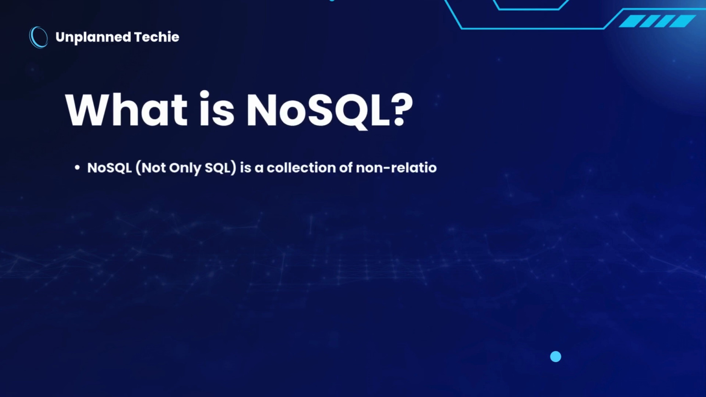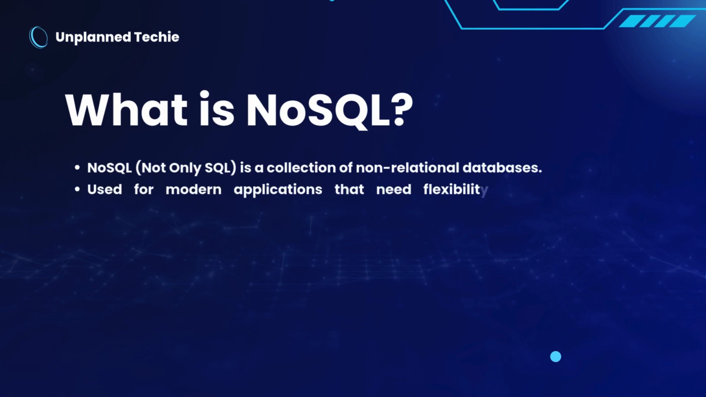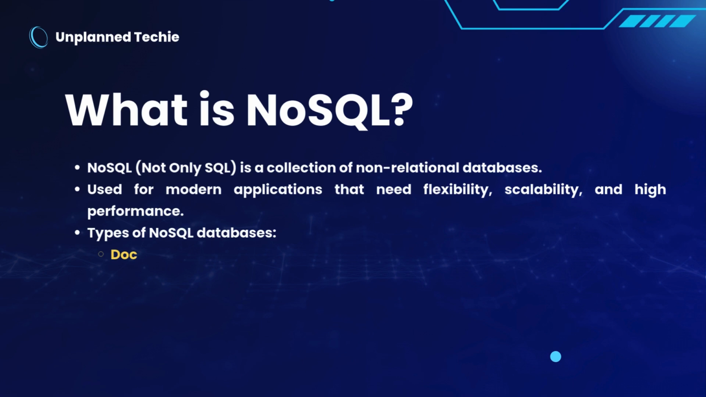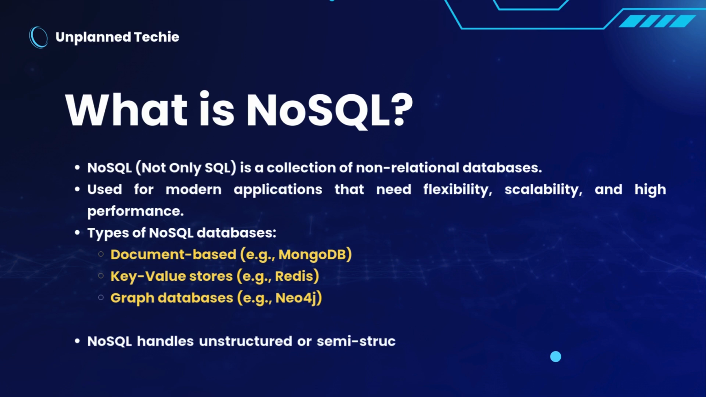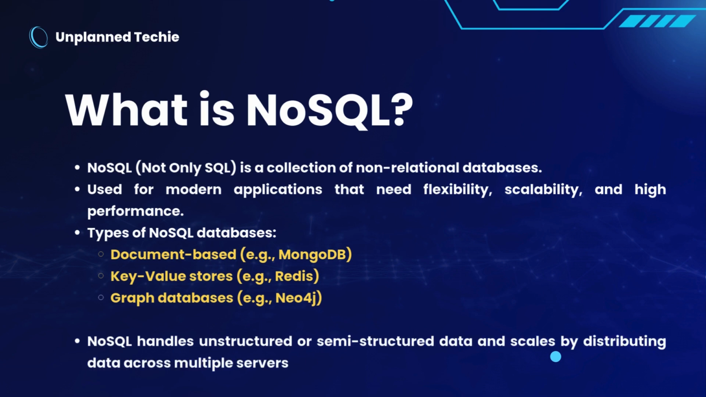Next, let's talk about NoSQL. NoSQL, or not only SQL, refers to non-relational databases that are used to handle large volumes of unstructured or semi-structured data. Types of NoSQL databases include document-based databases like MongoDB, key-value stores like Redis, and graph databases like Neo4j. NoSQL is perfect for modern applications that need flexibility and scalability.